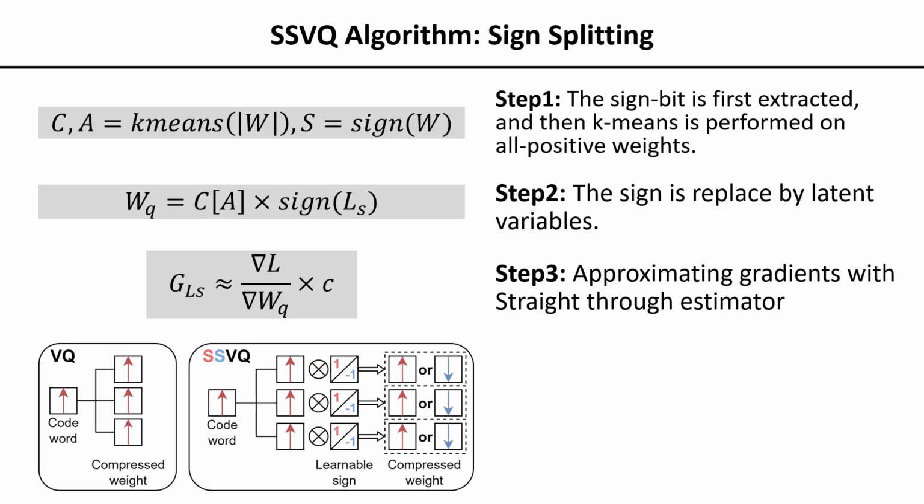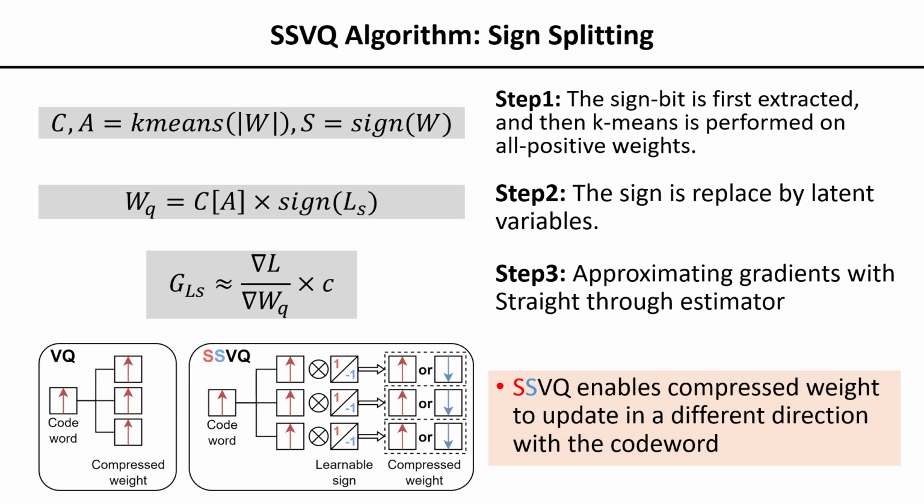Our approach begins by extracting the sign bit of the weight as a 1-bit mask and clustering the absolute values of the weight. The inherent properties of clustering effectively offset the 1-bit storage overhead introduced by the sign representation, because we only need fewer codewords for all positive weights to cluster. Next, we introduce implicit variables to learn the sign bit, and the gradient is approximated by the straight-through estimator. So our SSVQ enables the compressed weight to update in a different direction from the code word, which greatly enhances the representation ability.